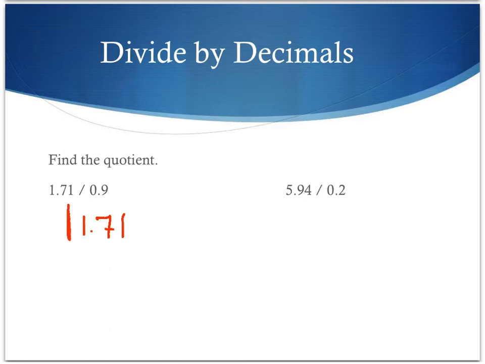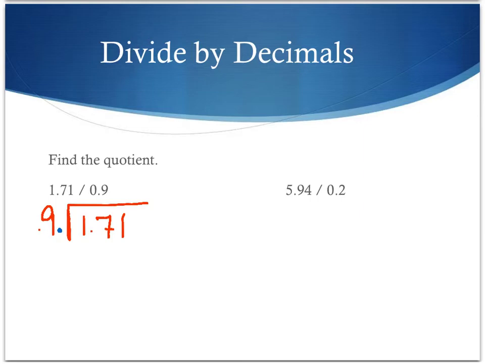1.71 divided by 0.9. And now I want to take a look at how I can get rid of the decimal in the divisor. That's step one. I have to change 0.9 into a whole number. In order to do that, I need to slide the decimal one place to the right. So I'm going to take this decimal and move it over here, so the new decimal is right after the 9. So 0.9 into 9. Basically, what I did was multiply 0.9 by 10 to get 9.